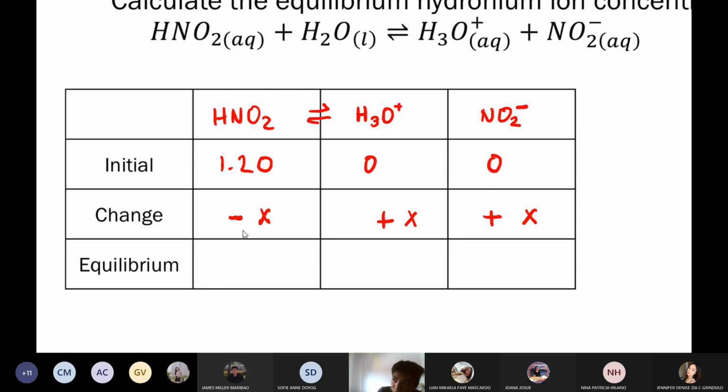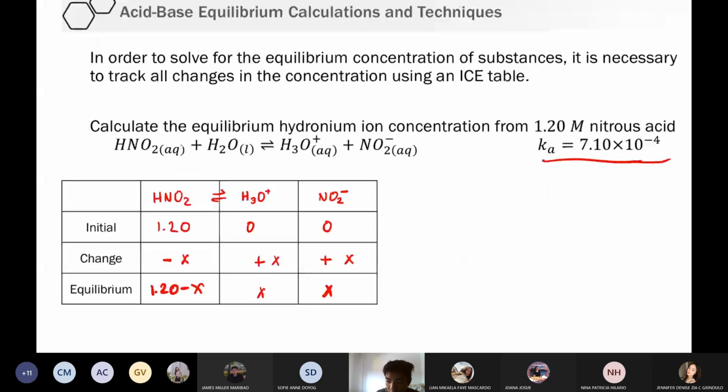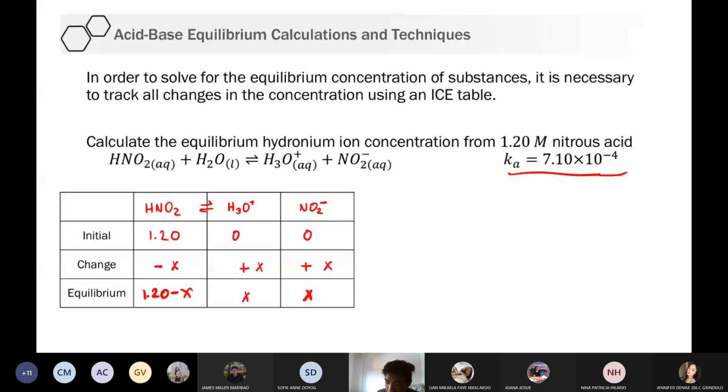Ang pagdating ng equilibrium, ano ginagawa nyo? This plus this, di ba? Pinagsasama nyo. I plus C, you get the E. So that's 1.20 minus X. Then for H3O, that's 0 plus X. X lang yan. NO2 minus plus X, that's also X. No? And then ano sunod na ginagawa natin? We solve for the value of X.